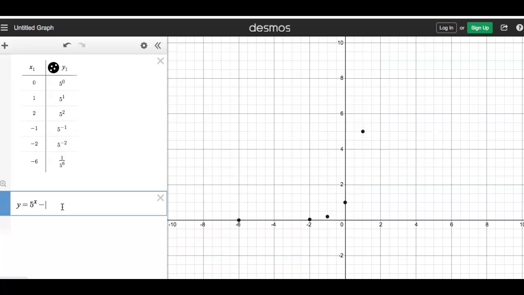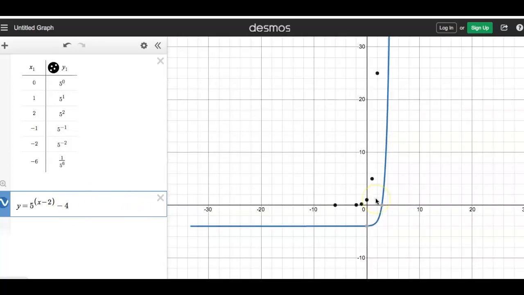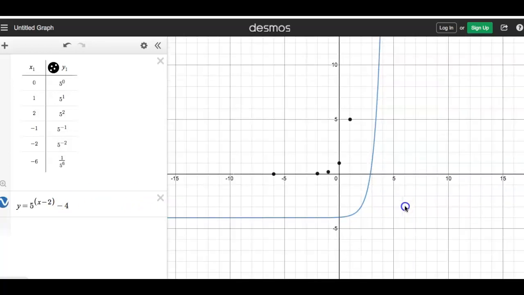If I change something to my x, remember with other types of graphing, if we subtract 2 from the x value, I'm going to have to do parentheses, x minus 2. It moves it to the right 2. This 1 right there is now there. I had to move it to the right 2. And then I could do minus 4. So this is going to move it to the right 2 and down 4.